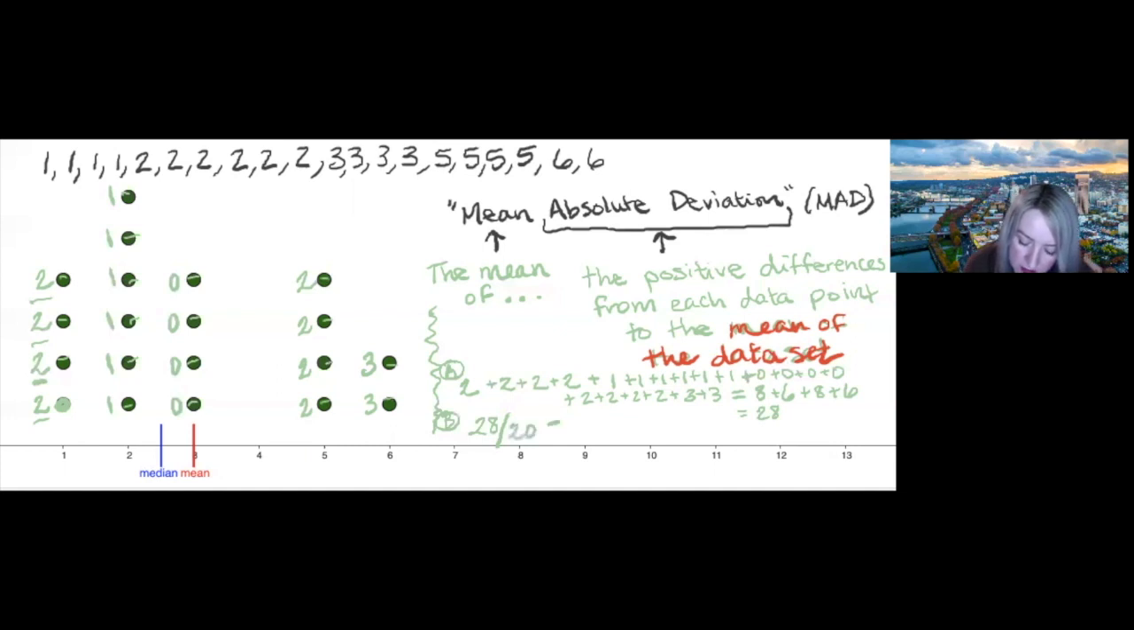by 20. So I can tell that my MAD is going to be greater than 1, but less than 2. It's 1.4. So the MAD of this data set is 1.4. And what that tells us is that on average, the data points are a distance of 1.4 away from the mean of the data set.